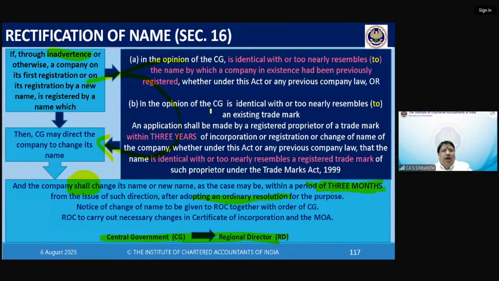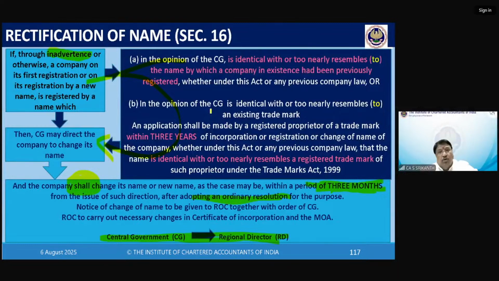See, I can't keep on waiting for you to file a complaint. Maximum 3 years. If within 3 years you do not file a complaint or you do not come to the RD, then sorry, you cannot come again. Thereafter, this route is not available to you. Your Honors, please note it. You cannot apply to the registrar and the registrar will not direct.